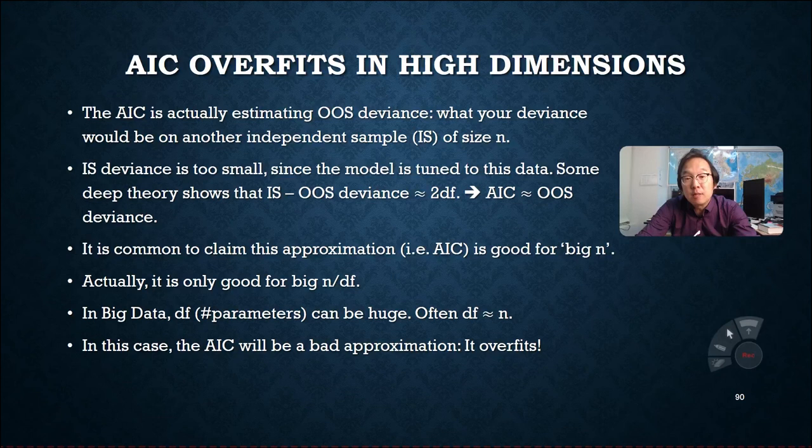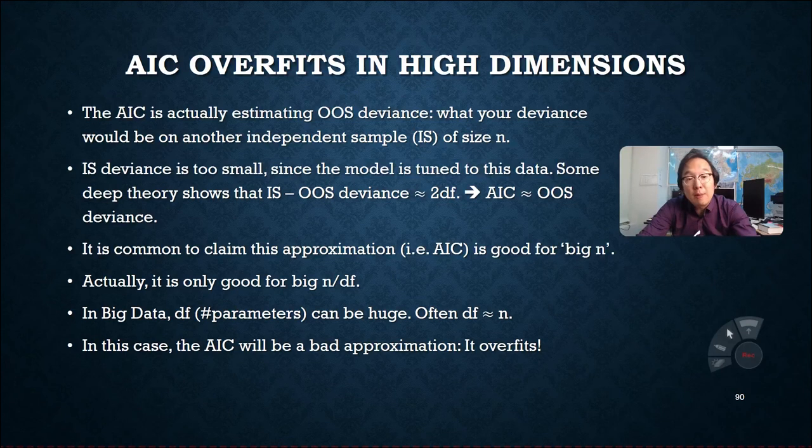Since the model is tuned to this data, some deep theory shows that in-sample minus out-of-sample deviance converges to 2 times degrees of freedom. So AIC will be converging to out-of-sample deviance.